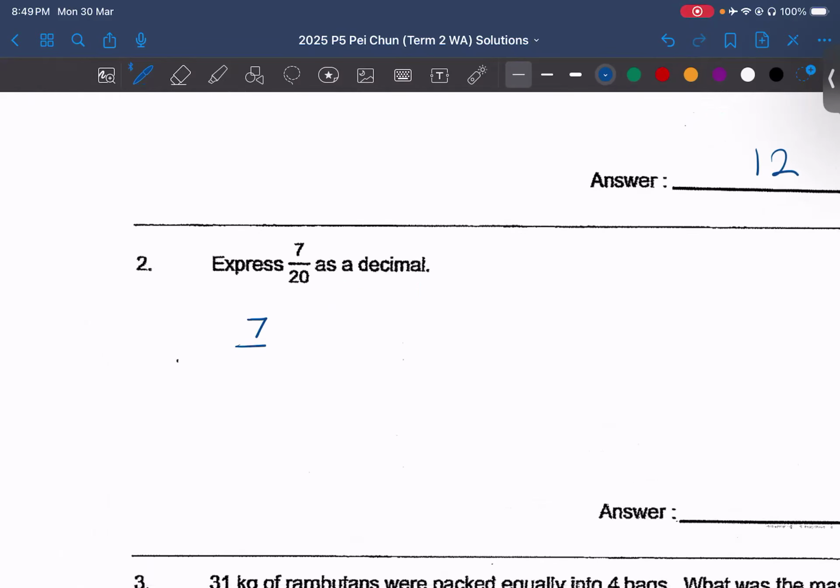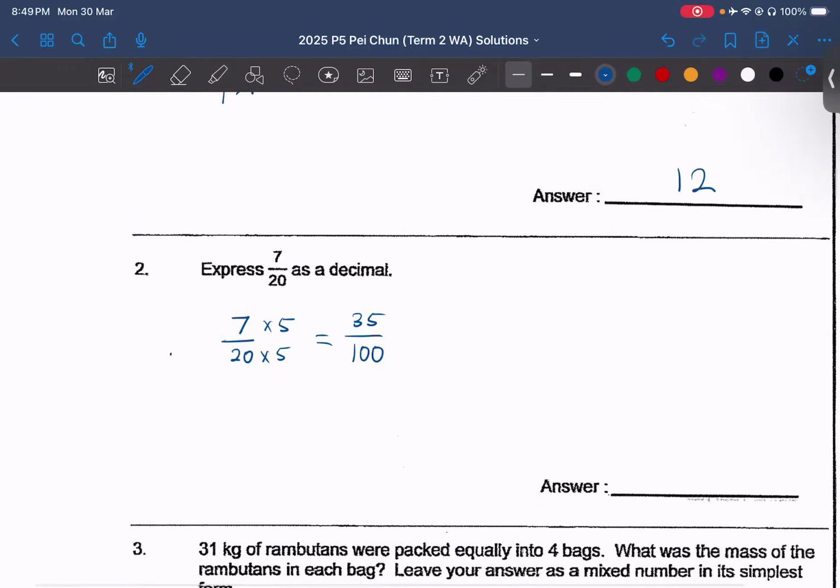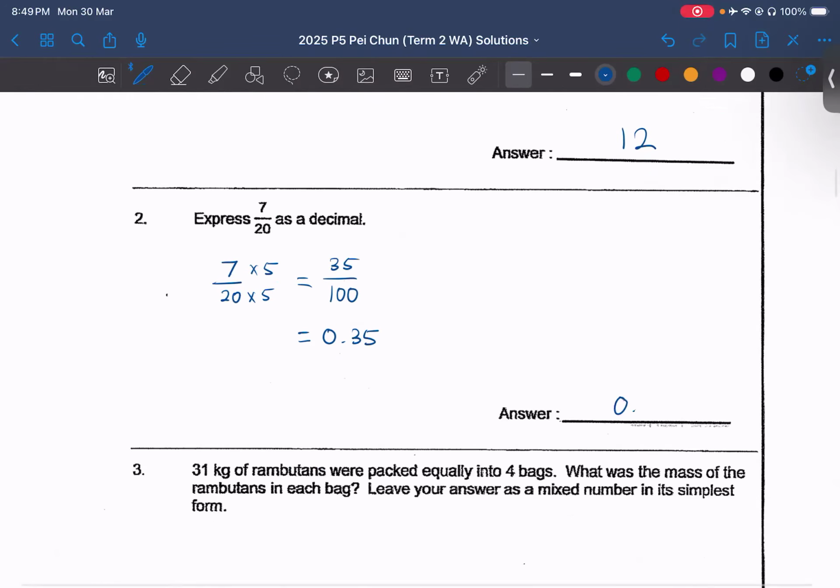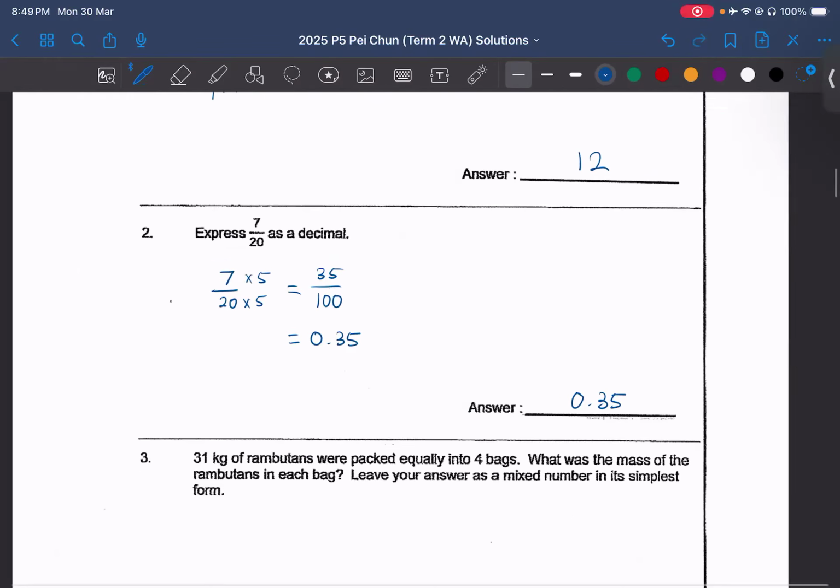So 7 over 20 multiplied by 5. Multiplied by 5 to both numerator and denominator, we will get 35 over 100. So 35 over 100 means 35 divided by 100, which you should get 0.35. Okay, so 0.35 is your answer for question 2.